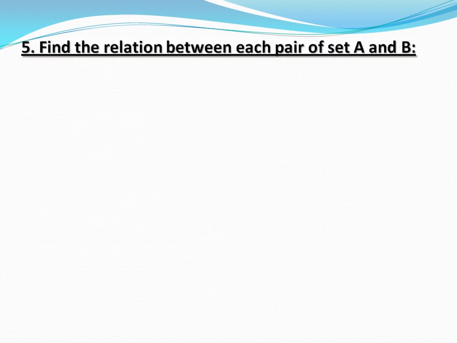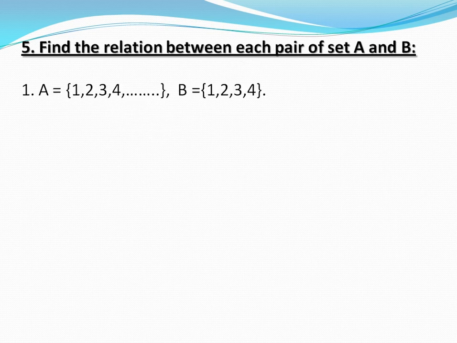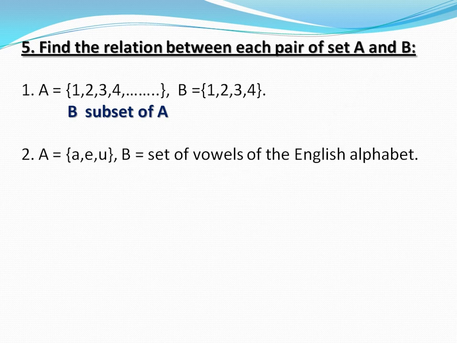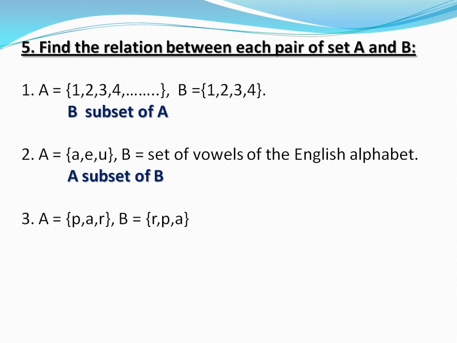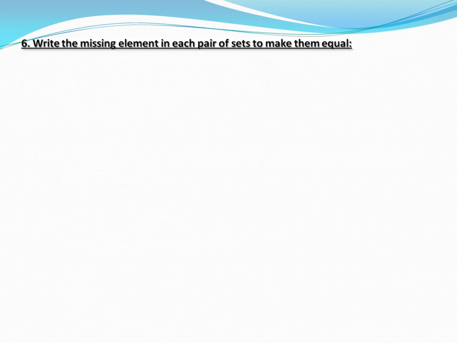Now the question number 5. Find the relationship between each pair of sets A and B. The set A has 1, 2, 3, 4 and B has 1, 2, 3, 4. It means B is a subset of A. Number 2, A has A, E, I, O, and B is the set of vowels of the English alphabet. It means A is a subset of B. A has A, P, A, R, B has R, P, A. It means A and B are equal sets. Very good.